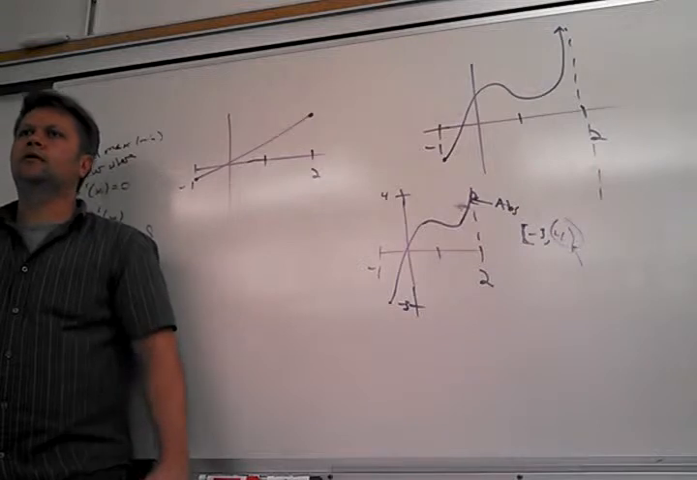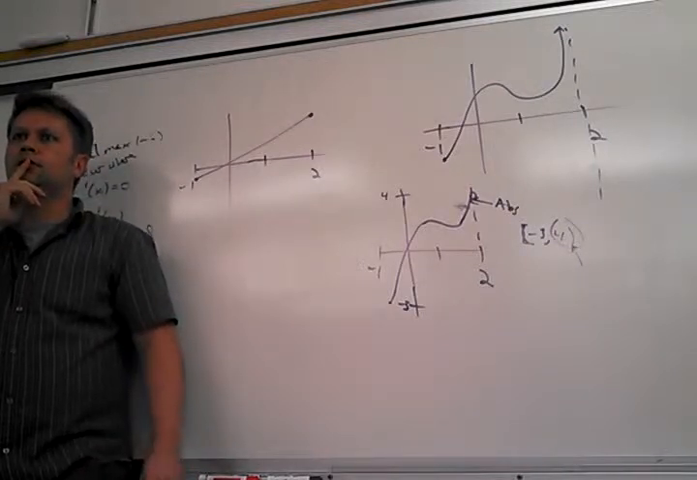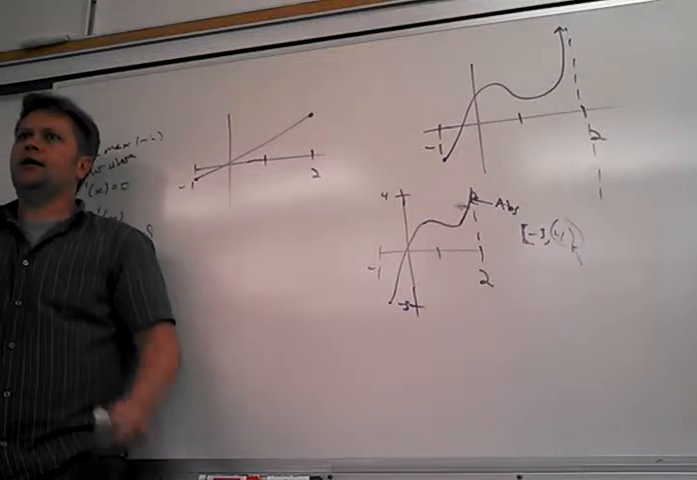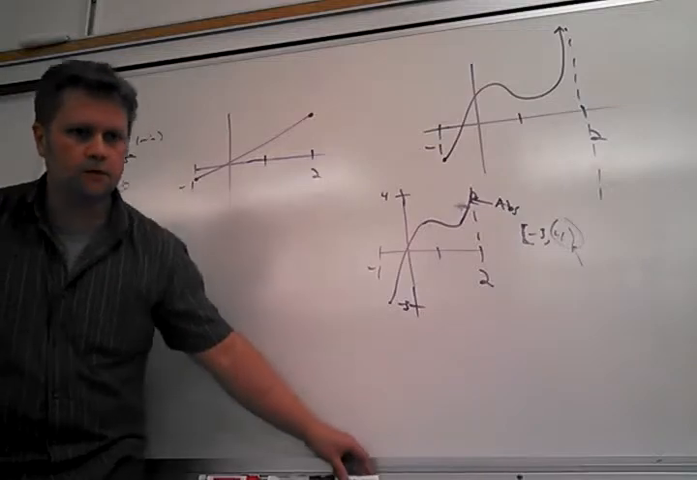But the slope's not 0 or undefined. That's no problem at an absolute max. Oh, only on local? Local maxes and mins have to have a horizontal tangent line. Yeah. Got it. That's right. Okay.